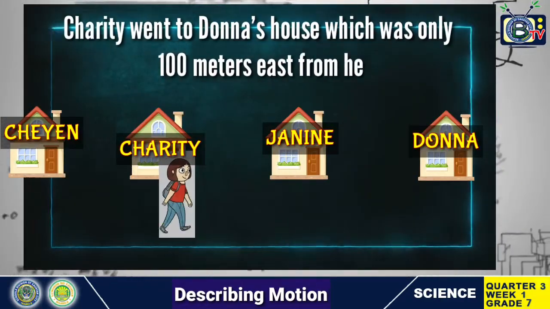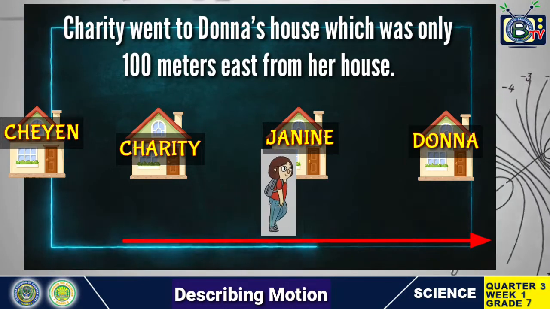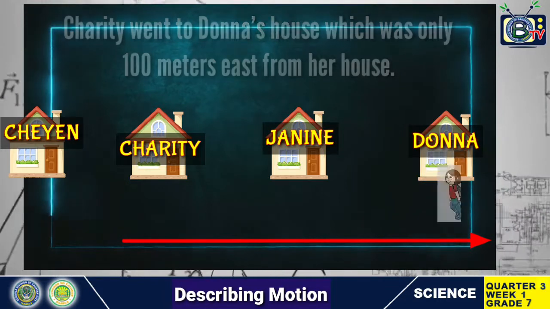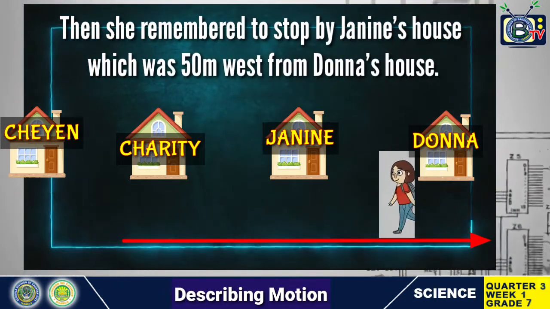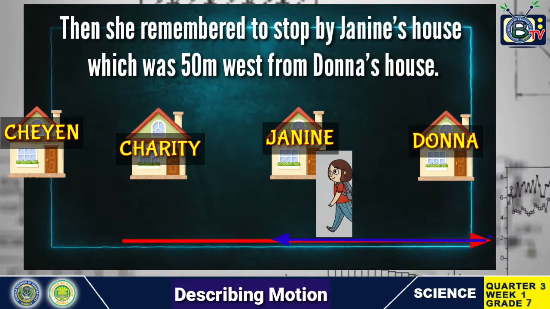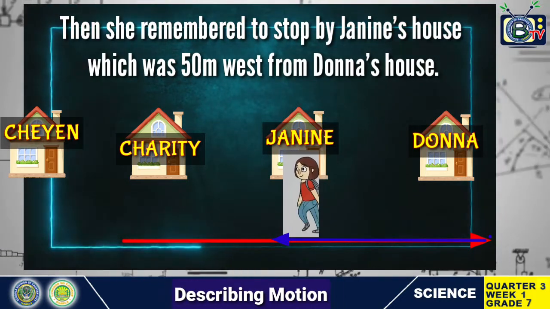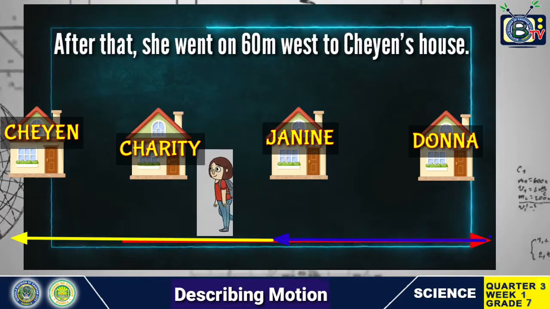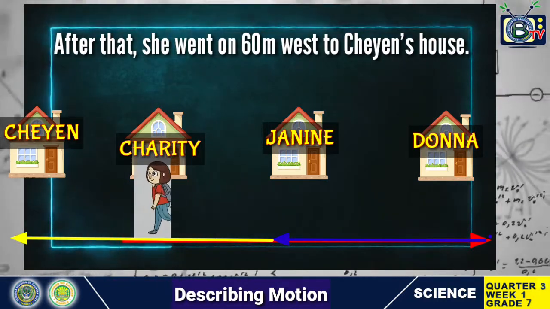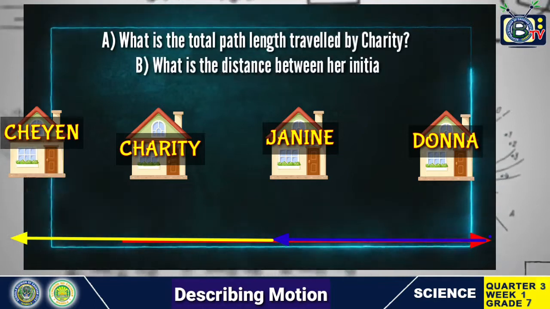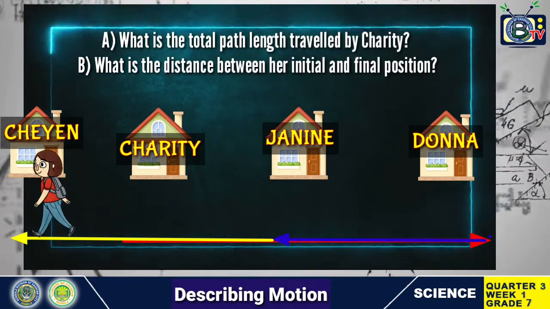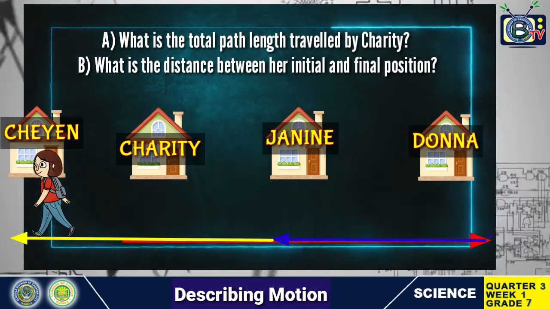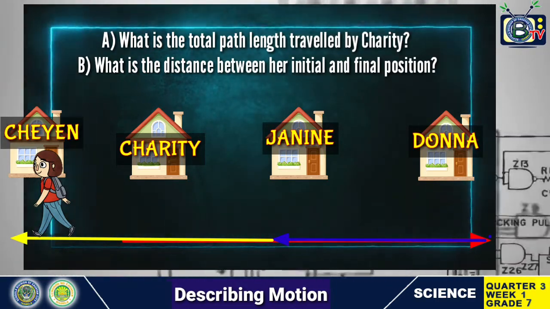Charity went to Donna's house, which was only 100 meters east from her house. Then, she remembered to stop by Janine's house, which was 50 meters west from Donna's house. After that, she went on 60 meters west to Sayan's house. What is the total path length traveled by Charity? And what is the distance between her initial and final position?